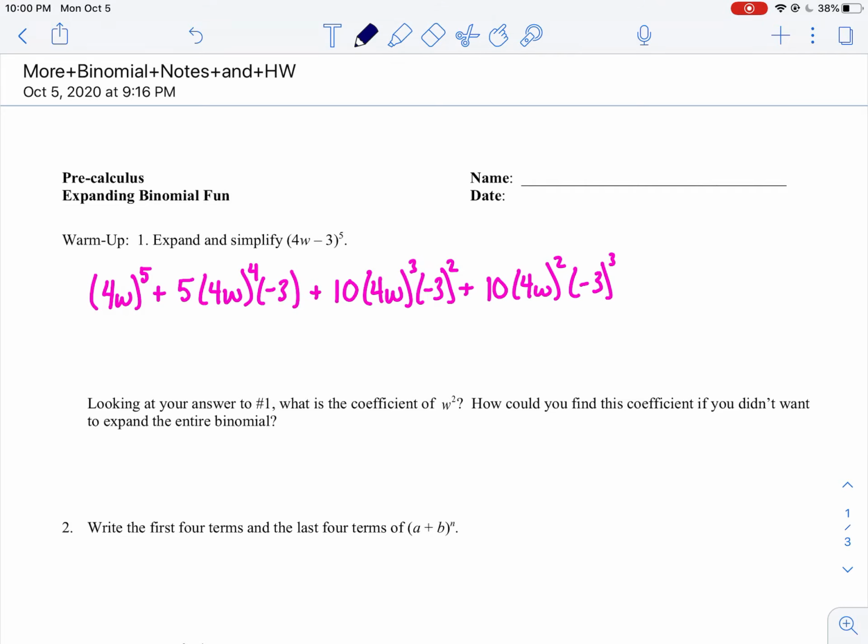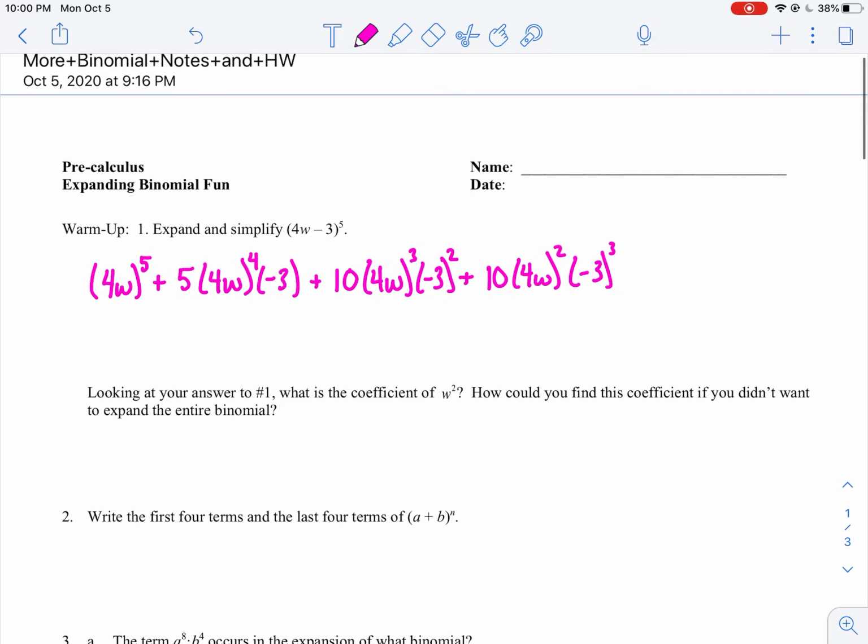Right, so we would have 4w to the fifth, and then the 5 is from Pascal's triangle. We've got 4w to the fourth. In comes the negative 3, right? So we can see the 4w going down in power. And then I'll just go ahead and finish it out here. So we've got 5, and then 4w, negative 3 to the fourth. And then the last term would be negative 3 to the fifth. So that's what it would look like.